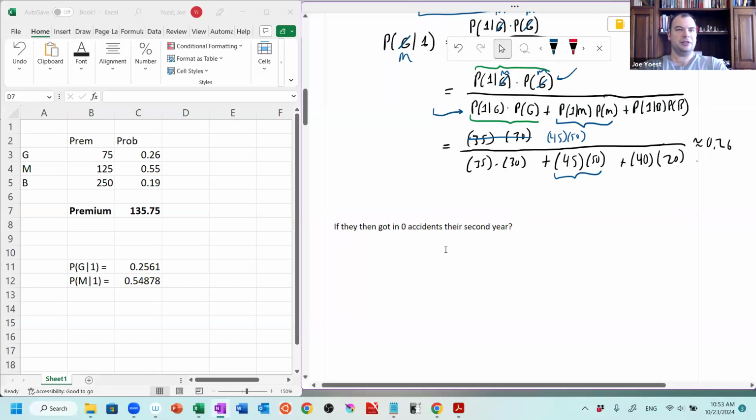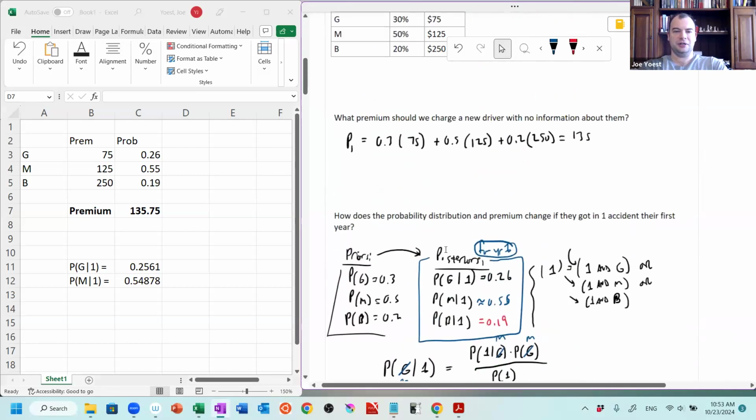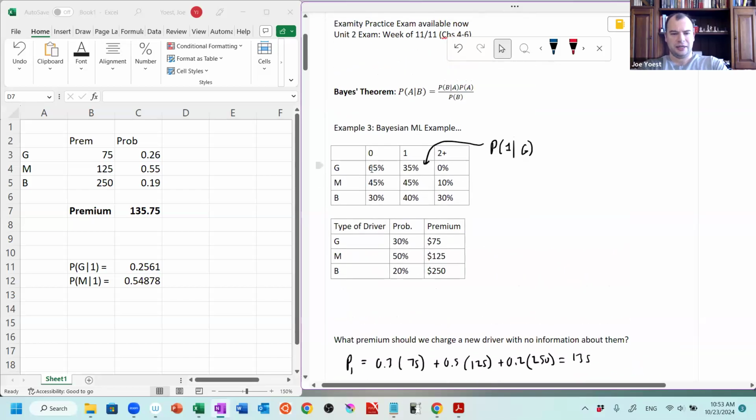Now, what if their second year they had a good year and they got in 0 accidents? Again, getting in 0 accidents, if I look up here, that's a little more like the behavior of a good driver. It's a bit like the behavior of a moderate driver, and it's not very much like the behavior of a bad driver. This is probably going to shift our perspective of this person more towards being a good driver and more away from being a bad driver.